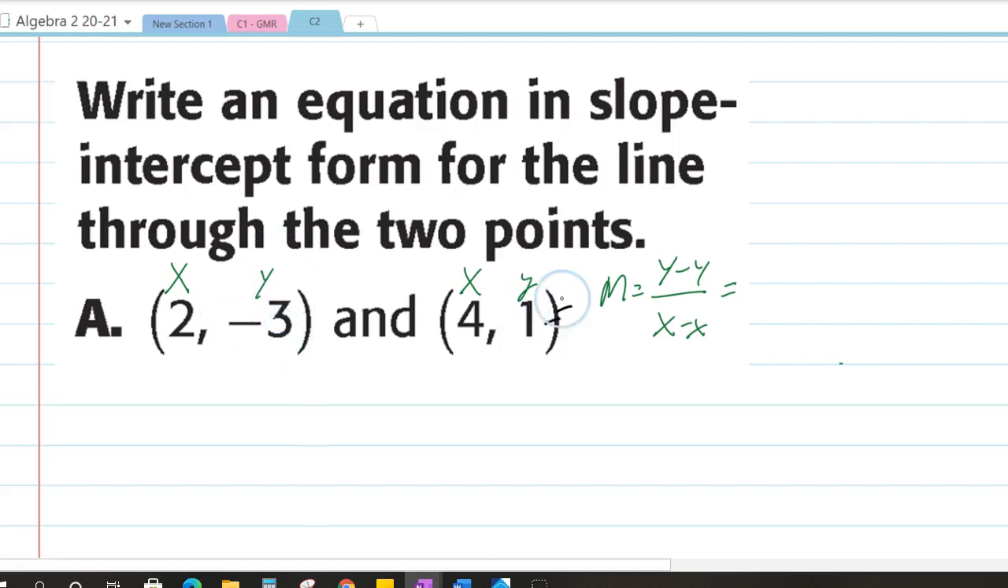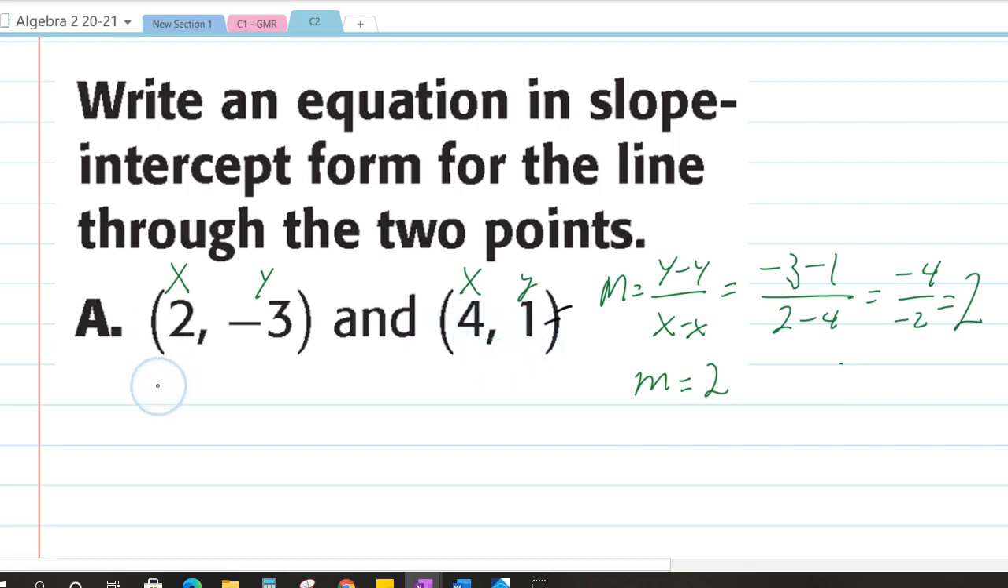-3 minus 1 over 2 minus 4. That gives me -4 over -2. Negative divided by a negative cancels, and 4 divided by 2 gives me 2. So I know that my slope is 2. Now I can use either the first point or the second point, whatever we want. I'm going to go ahead and use the second point because they're all positive.